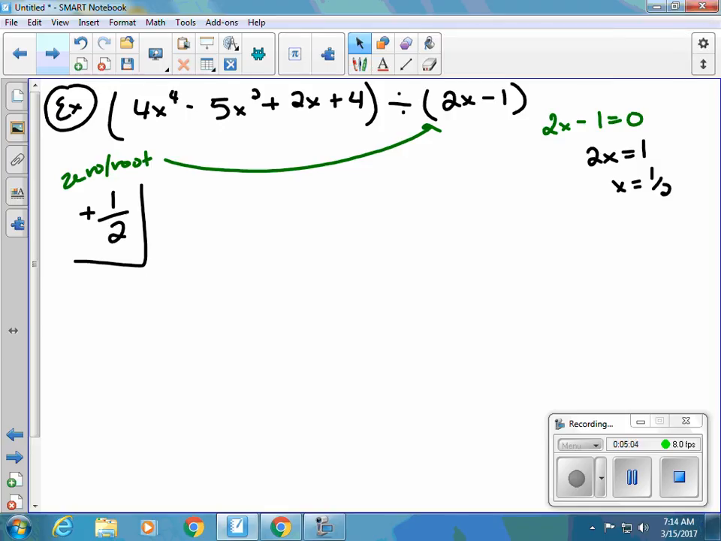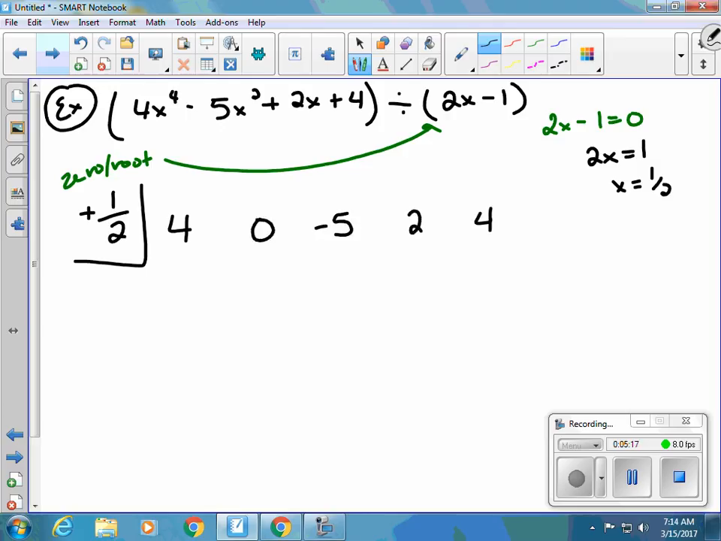Now I'm going to go ahead and write out my coefficients. Notice it's x to the fourth, x squared. So I've got 4, 0, negative 5, 2, 4. Again, I need it to go x to the fourth, x cubed, x squared, x, no x. I don't have a x cubed, so that's why it goes as 0. I drop down my 4.